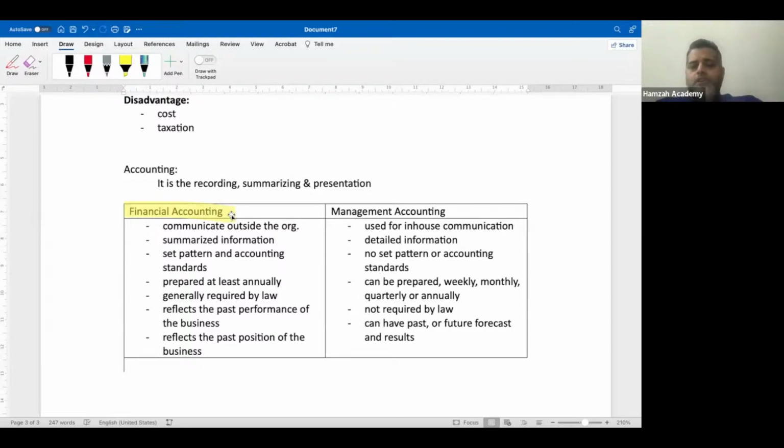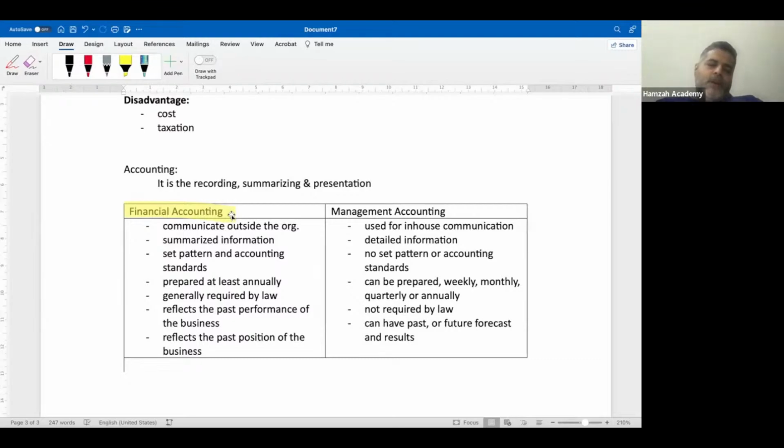So this is what your line manager is asking. But in financial accounting, we don't go into these details. We just simply say, yes, these are the total sales for the year, this is the cost and this is the profit. That's it, right?